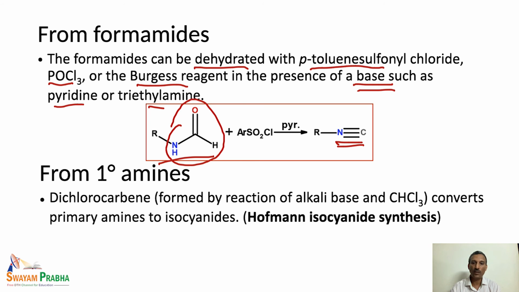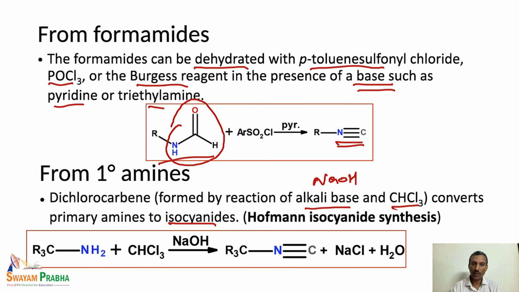So, this is the famous carbylamine reaction. Dichlorocarbene, especially, is formed by the treatment of chloroform with an alkali base, that is sodium hydroxide. This converts primary amines to isocyanide. So, this is the standard test for identifying amine compounds. This is also called the Hofmann isocyanide synthesis.